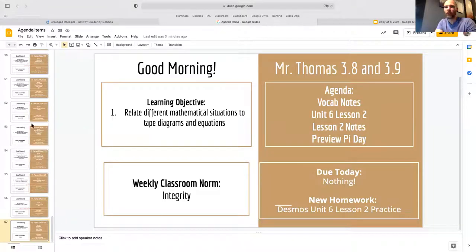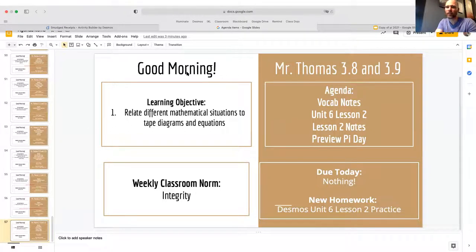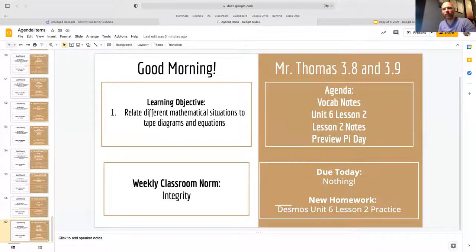So we're starting a new unit today. Unit 6 in Desmos, which is about solving equations and evaluating expressions that have variables in them. And I'm going to be perfectly honest, Desmos is a new curriculum that we're using this year, and I've been looking ahead to see how we're going to approach this topic this year, and it's much different than I've taught it in previous years.